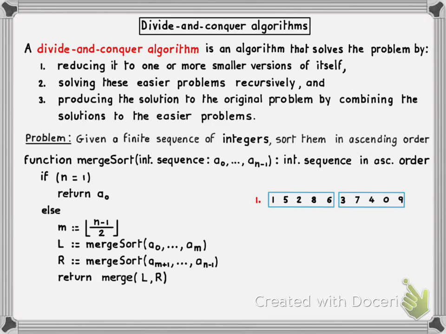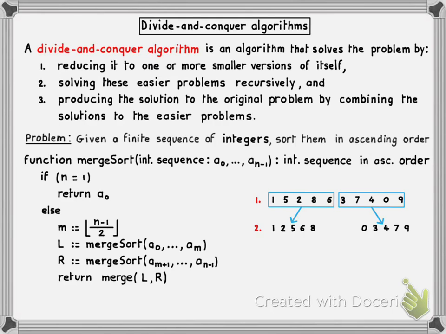Now, the second step in the divide and conquer paradigm is to go ahead and solve these smaller or easier problems recursively. So first, we do a recursive call to solve this sequence, and then we do another recursive call to sort this other sequence, and these two lines in the algorithm perform this conquer step.